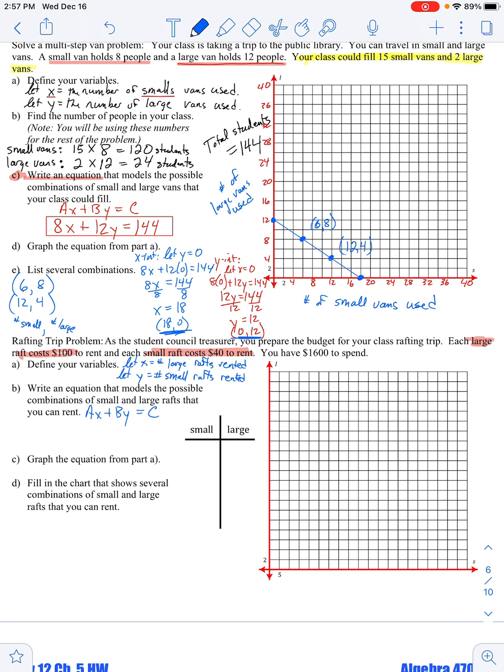So if I want to set this up in standard form, we're going to deal with the large raft first, and we know that it costs $100 per each large raft. So we're going to multiply that by the number of large rafts we'd like to get. We know that a small raft is going to cost $40, and we're going to multiply that by the number of small rafts rented. And we are given a total budget of $1,600.